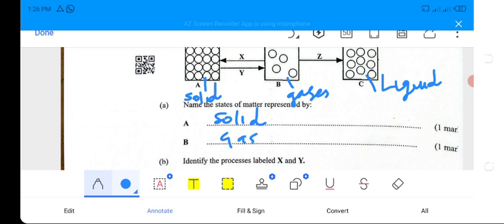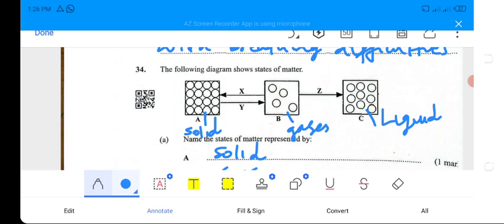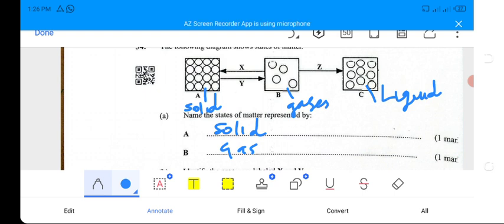Then you have 2 marks. Identify the process labeled X. X is gas changing into solid. And when a gas is changing directly into solid, the process is called sublimation. Why is a solid changing directly into a gas?